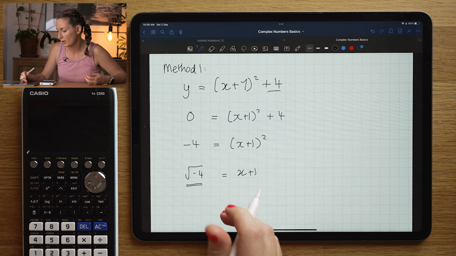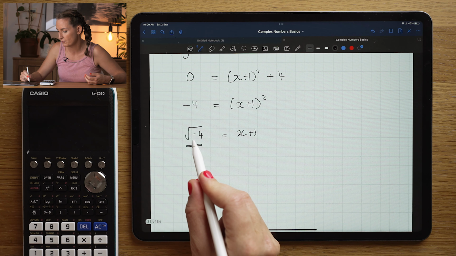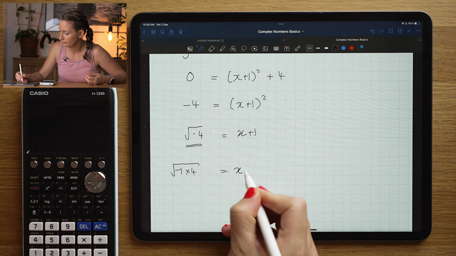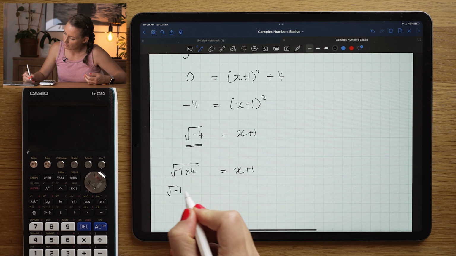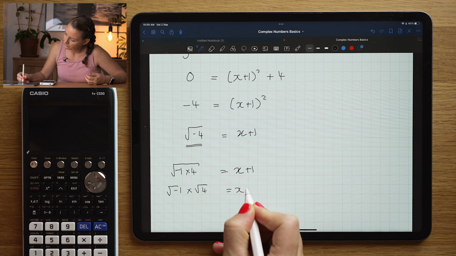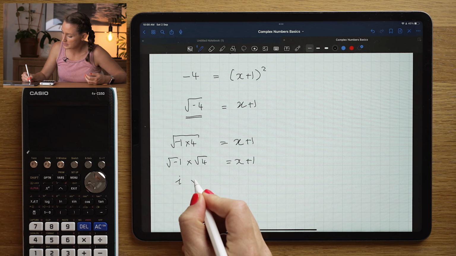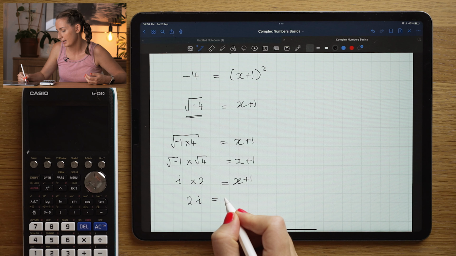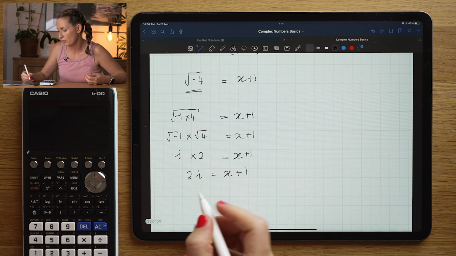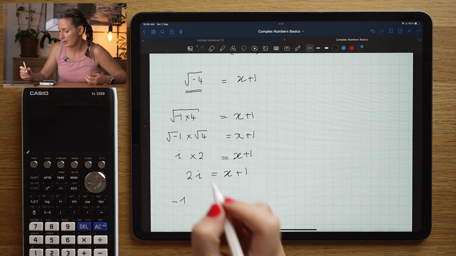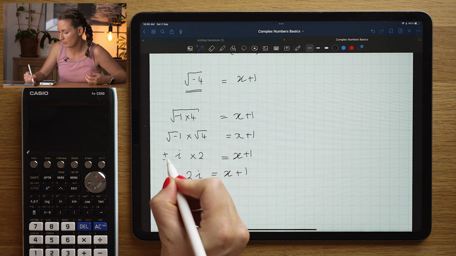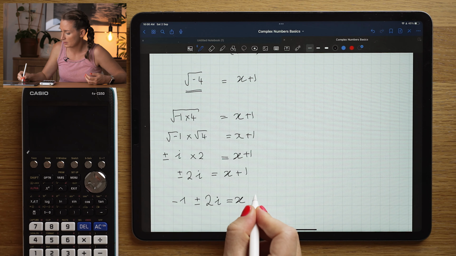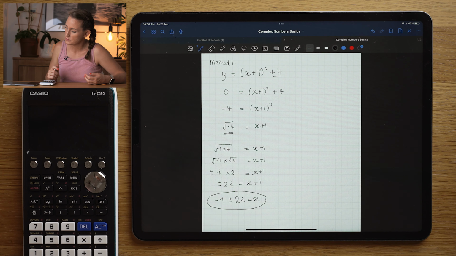Now, here I use my knowledge from the previous series that the square root of minus 4 can be rewritten as minus 1 times 4. We can separate that root into minus 1 times square root 4. And that would be i times square root 4, which is 2, so that would be 2i equals x plus 1. We can move the 1 to the other side, minus 1. Now, don't forget that when you take the square root here, you can have a plus minus. Plus minus 2i is equal to x. So that's the method using the completed square form.